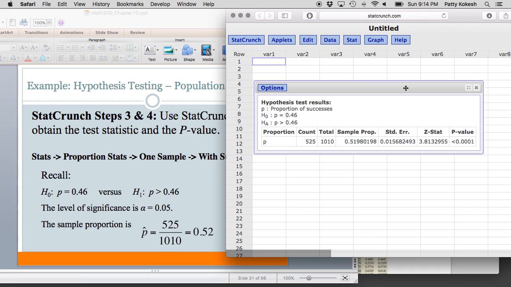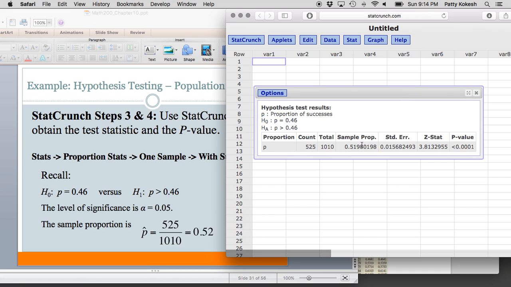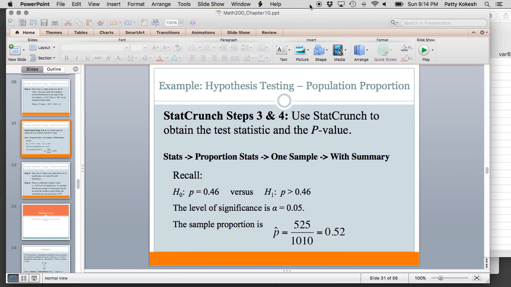And it gives me all the information that I need here. So it gave me the sample proportion. I had 0.52, that was my 525 over 1010. This is a more exact value here. It has my standard error there, has my z statistic, the 3.81, which was from the previous slide. This might be a little bit different because we rounded our 0.52. This one is not rounded. And then our p-value, they agree, is very, very small. You see that it has this less than symbol, so it's less than 0.0001. So our p-value is very, very small.